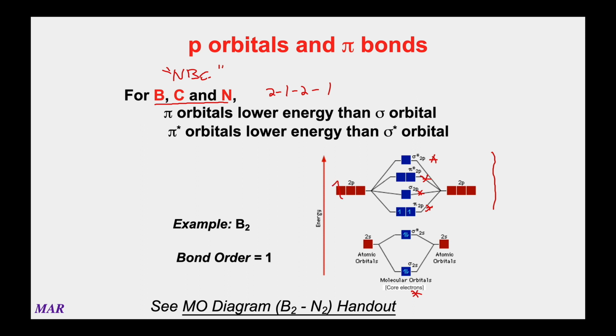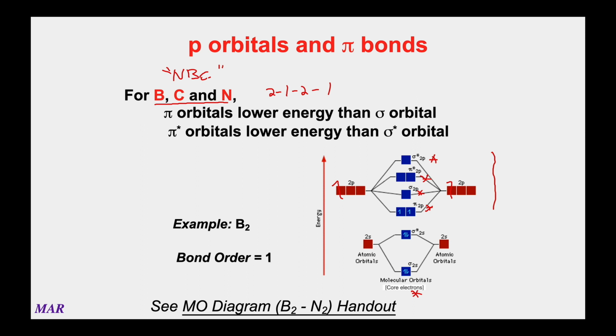So for diboron B2, boron is 1s2, 2s2, 2p1. So that means there would be a single electron on the atomic side for both borons. And when they come together, they both go to the pi 2p shell, so you'd have 1 electron in each side.